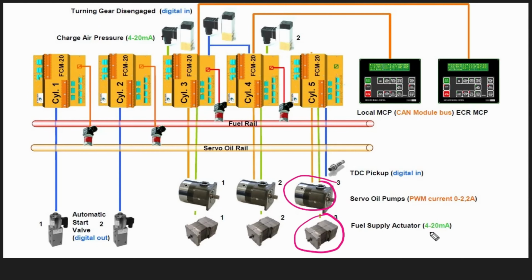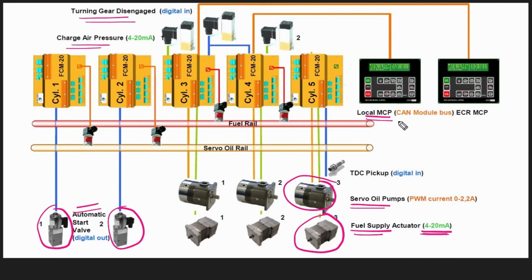Basically they are driven by an electrical signal which is 4-20 milliamp. These are the components which are attached to your main engine for your oil supply. These are the starting solenoid valves which are present on individual cylinders for main engine starting. These are the sensors for charge air pressure, and the turning gear engage or disengage signal. All these things will be monitored by your local MCP and ECR MCP.